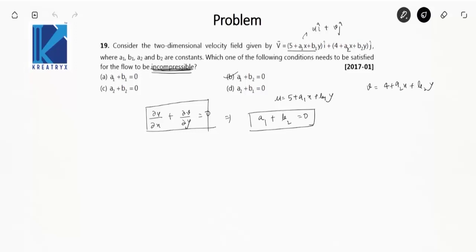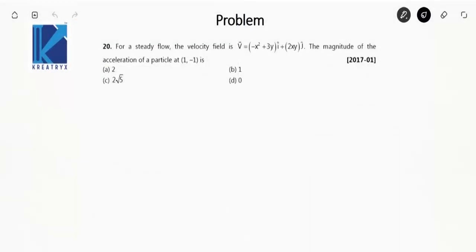Next question. For a steady flow, the velocity field is again given as u i cap plus v j cap. The magnitude of the acceleration of a particle at 1 comma minus 1 is. Okay, so firstly I will find the x component of acceleration, then I will find the y component of acceleration, and then I will take the resultant.